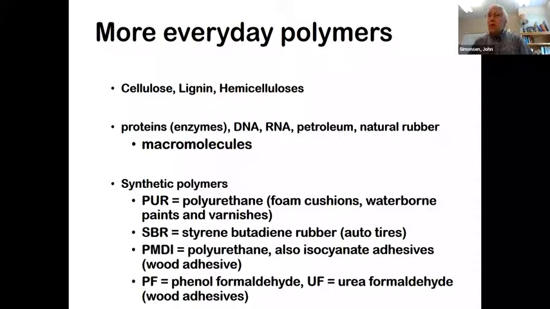Cellulose, lignin, and hemicellulose are all polymers, right? So when we're talking about wood, we're talking about polymers. And then you have things like proteins or enzymes, DNA, RNA, not so much. Petroleum is a huge mixture of all kinds of stuff, including some polymers, but mostly just high molecular weight and low molecular weight molecules. But there are some polymers in there, and most polymers are made from petroleum, right?